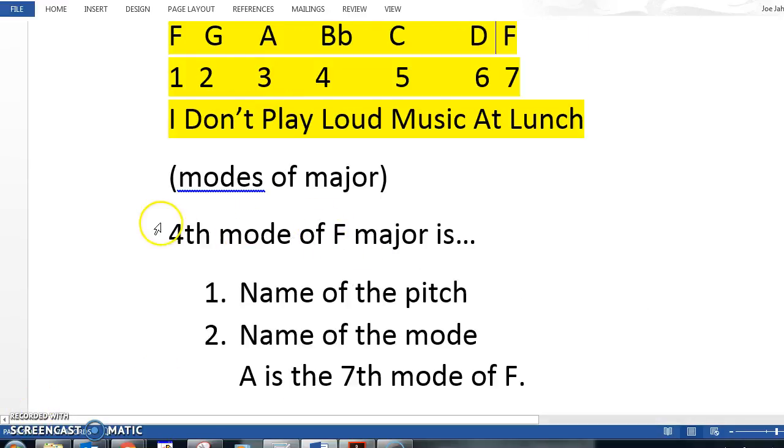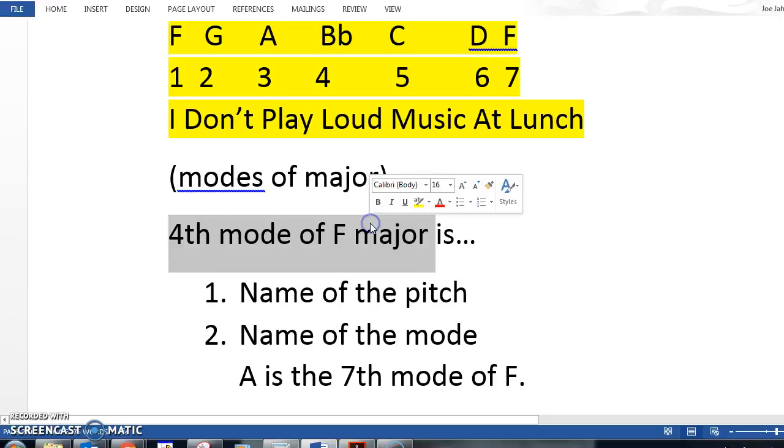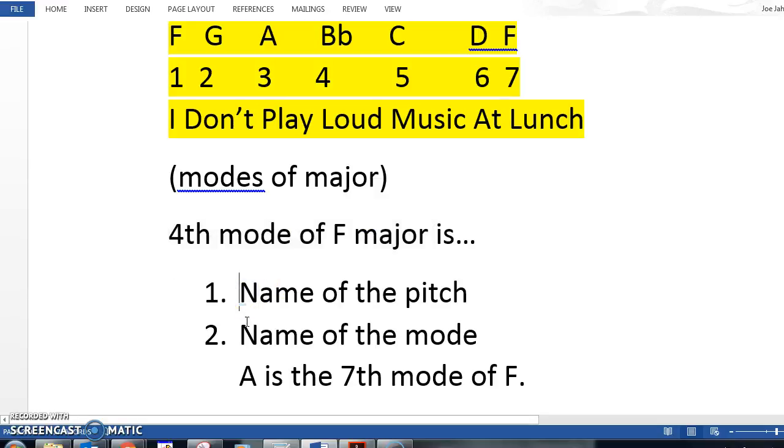Okay, in the key of F, the 4th mode of F major is, so first you need to know the name of the pitch, then you need to know the name of the mode. So 1, 2, 3, 4. So it's going to be a B flat something, B flat, and then if we do I don't play loud, 1, 2, 3, 4, I don't play loud, L, B flat Lydian.